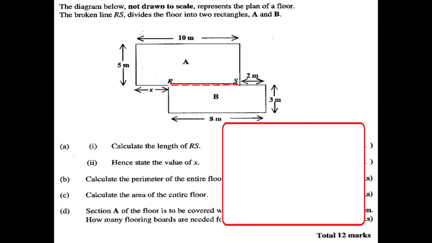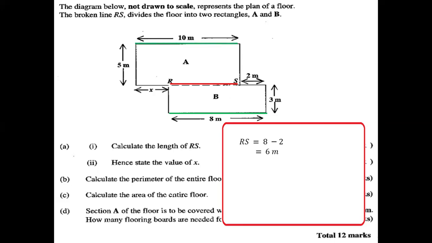It's where these two floors, part A and part B, meet. We want to calculate the length of that. Part B and part A are both sharing that RS length. But if you notice, the base here we have as 8 meters. To find RS, the simple thing is we just subtract the 2 from that 8, because part B is a rectangle, just like part A, so both lengths are the same. From 8, we get that RS to be 6.